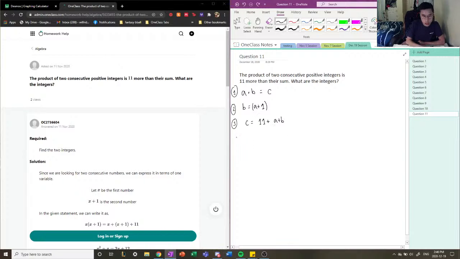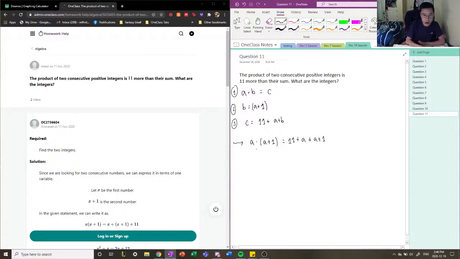So if we were to combine all these together, we would get this. First of all, we know that b is equal to a plus 1. So instead of a times b, we can write a times a plus 1. And we know that c is equal to 11 plus a plus b, and we're going to write plus a plus 1, because b is equal to a plus 1.